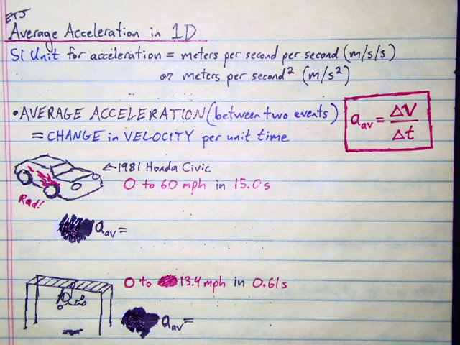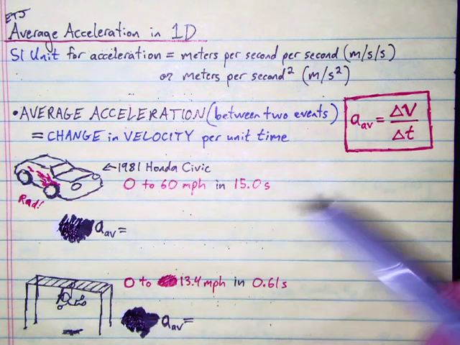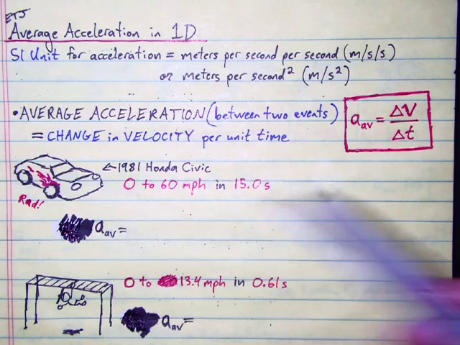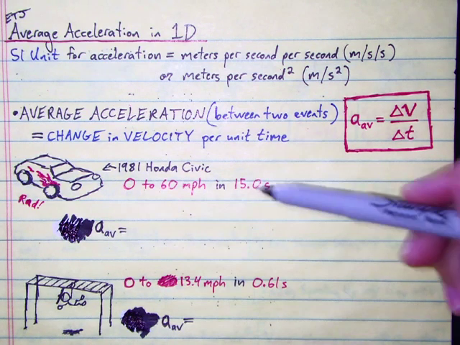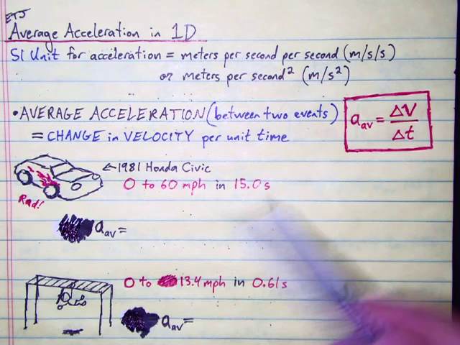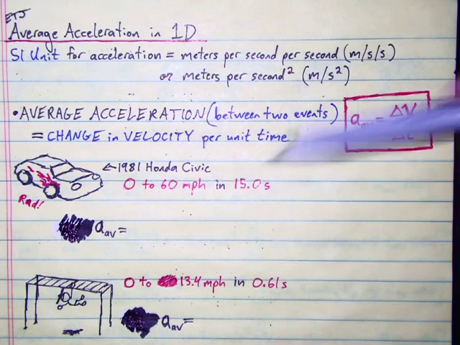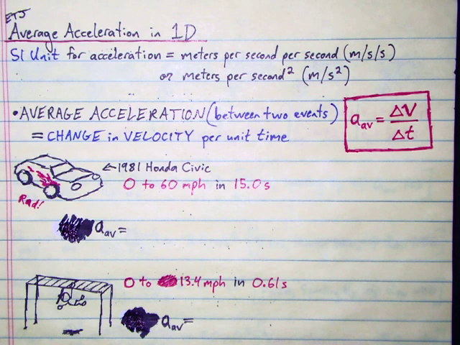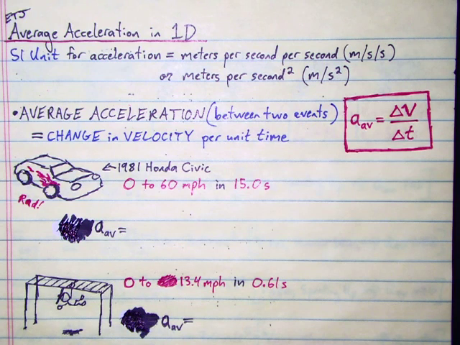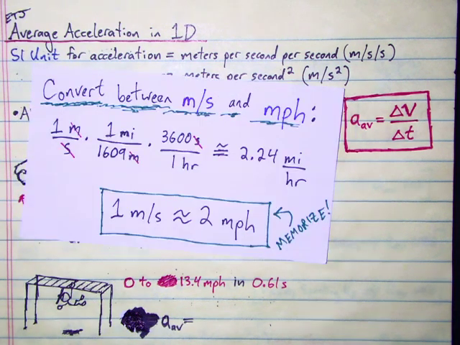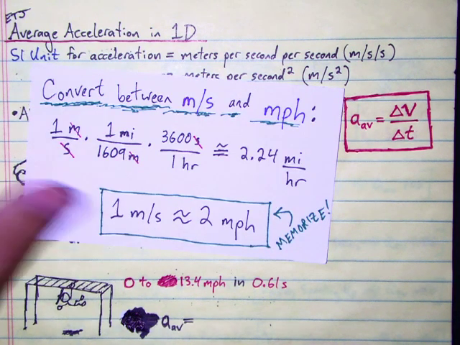You're probably most familiar with acceleration already when talking about automobiles, and you say things like, oh, this 1981 Honda Civic with these sweet flames coming off the wheel can go from 0 to 60 miles per hour in 15 seconds. That statement is a statement of the acceleration of that vehicle. 0 to 60 miles per hour. We're going to need to be converting miles per hour to meters per second pretty often.